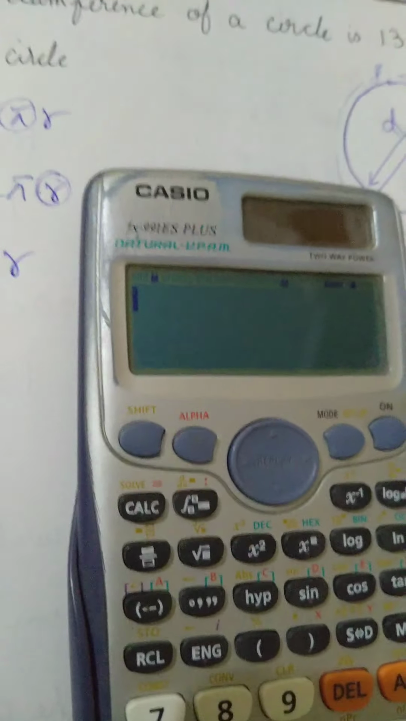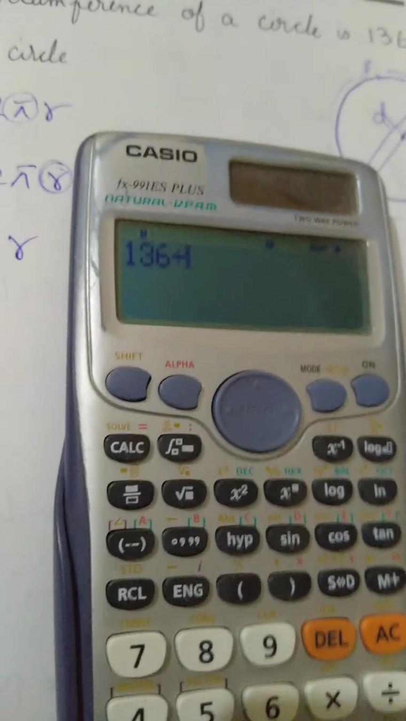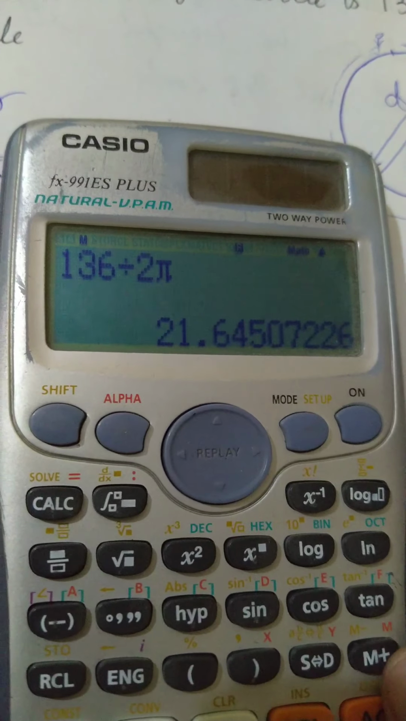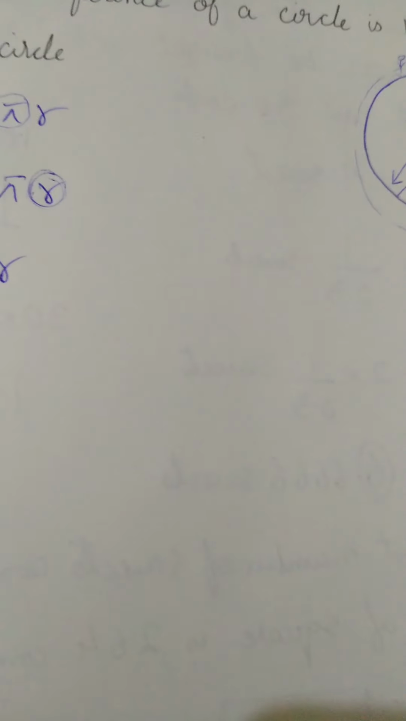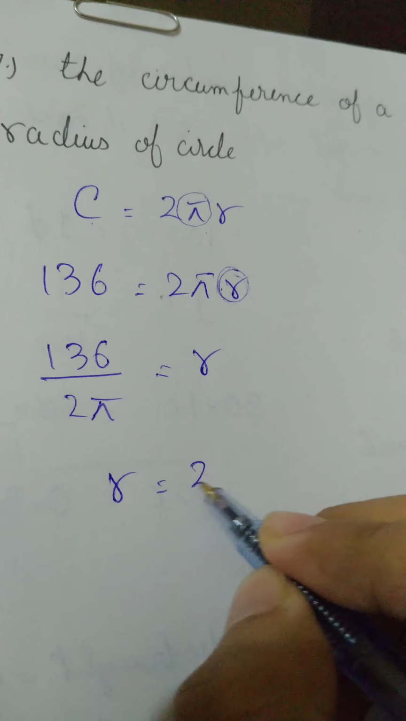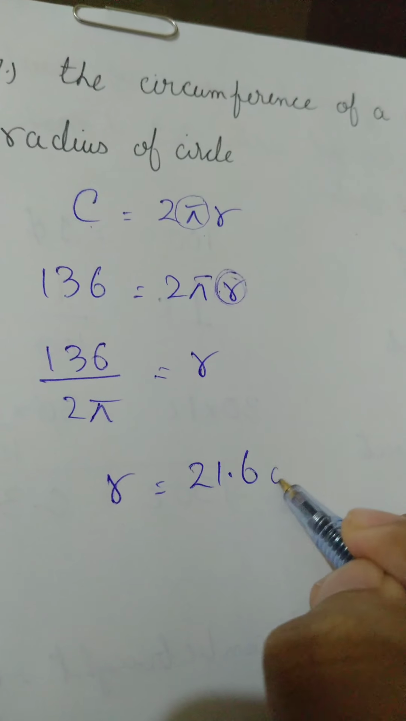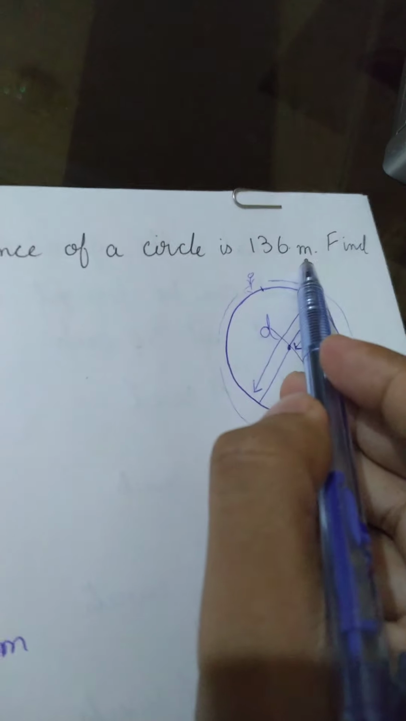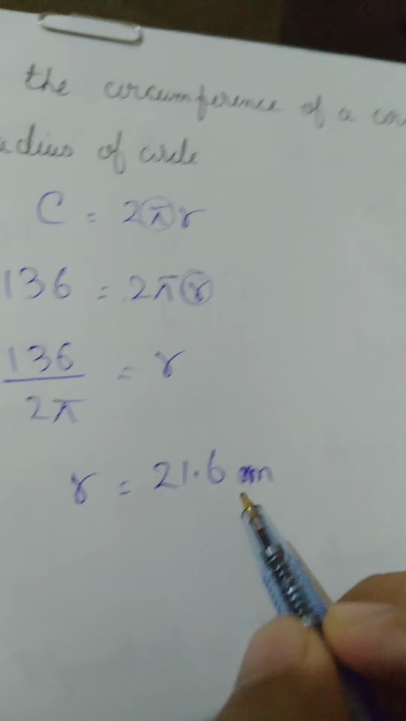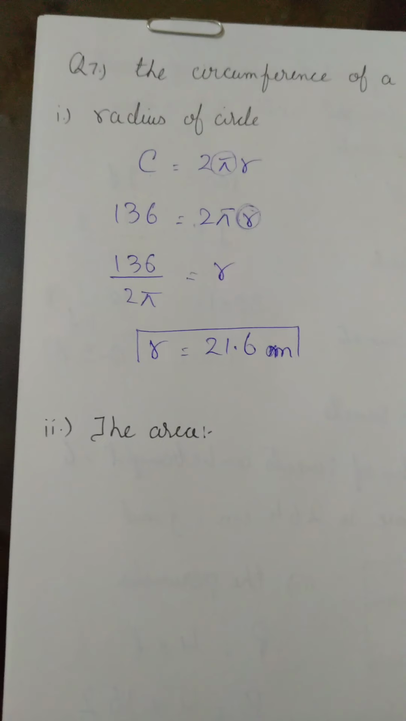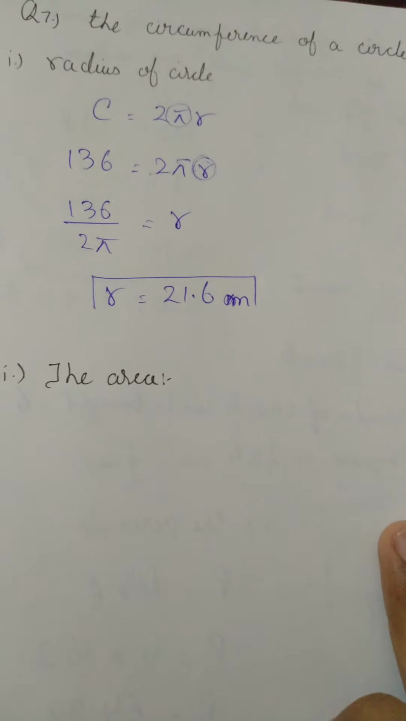So 136 divided by 2, and again shift exponent, it will give me the answer 21.645. If we only consider three significant figures, it will be 21.6 meters. It should be in meters because our question was given to us in meters. I found the radius. Now for part 2 we have to find the area here.